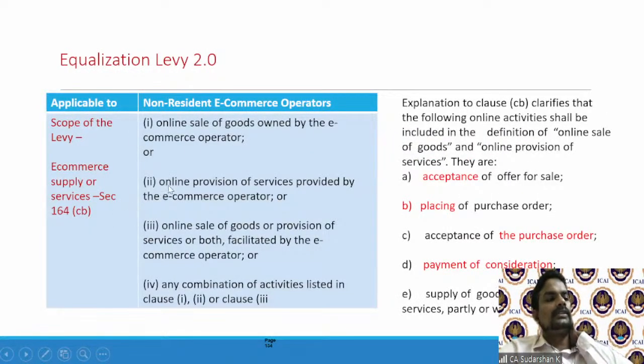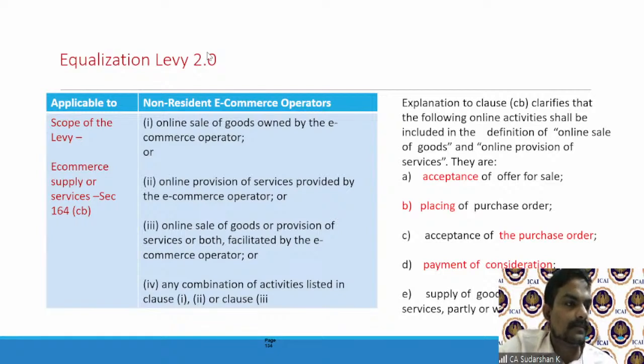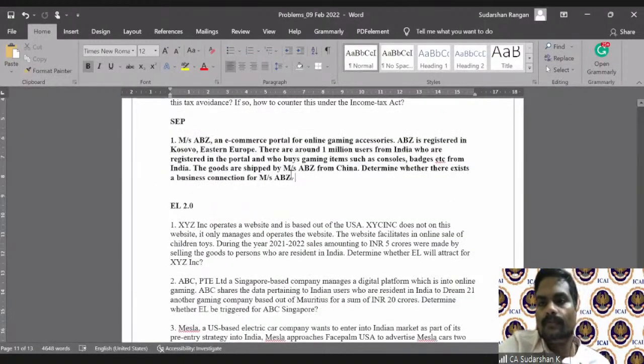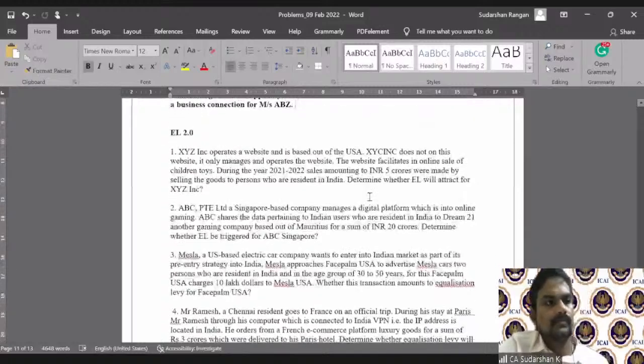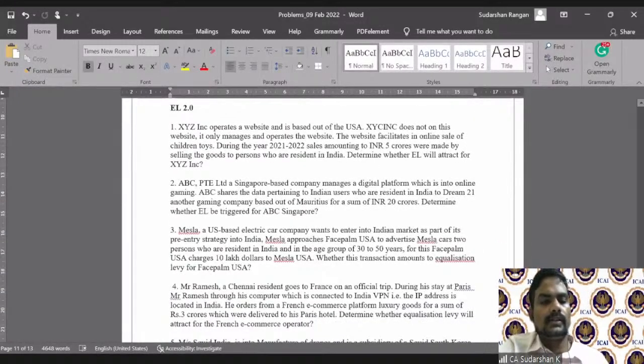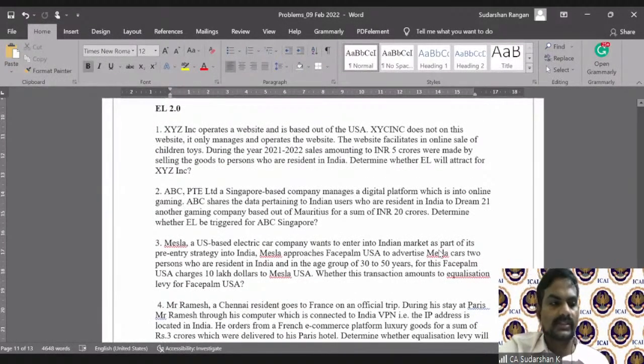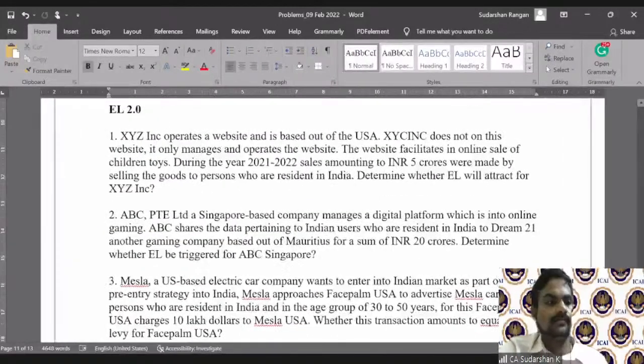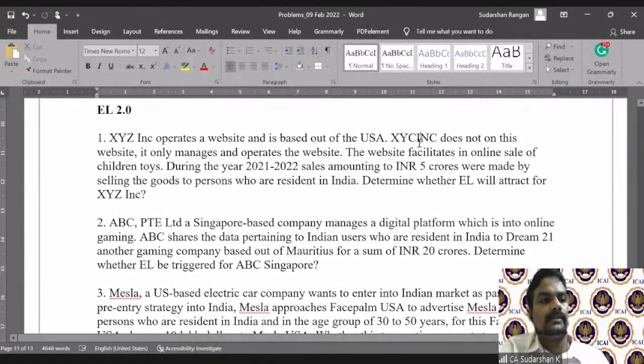We have seen the scope, what is an e-commerce supply or services. Now, let's try to go further and see who are all the people for whom it applies. It is not only the residents, even if I provide these services to a non-resident also. So we will look at these examples or the questions to better understand. This way you'll be in a position to relate. Now let's look at the first question.